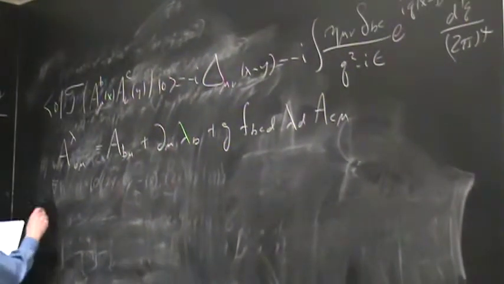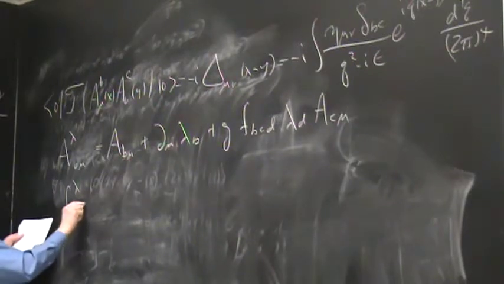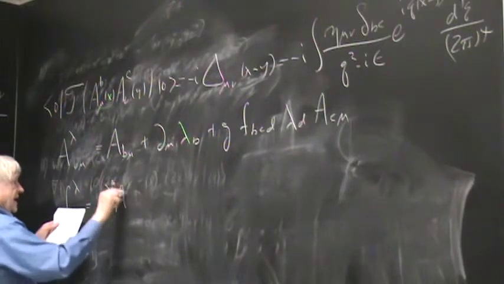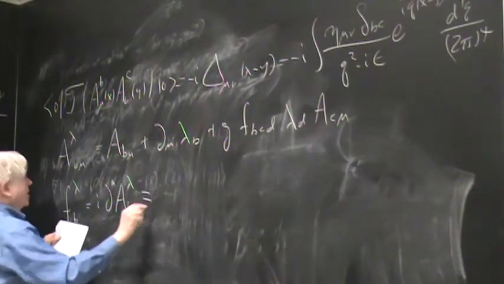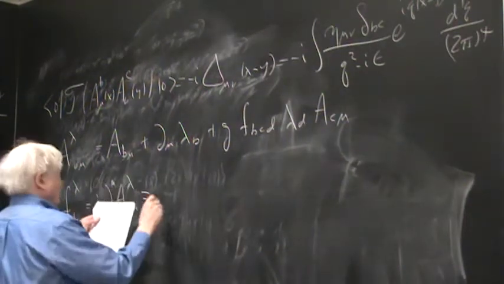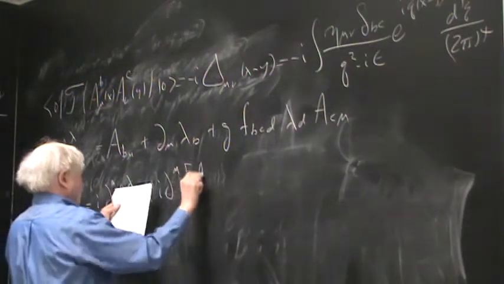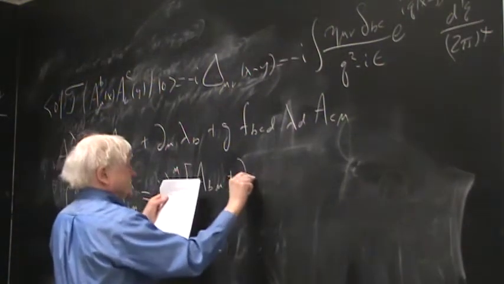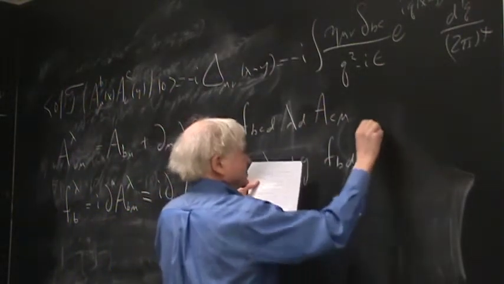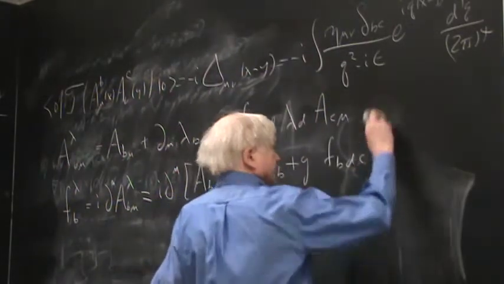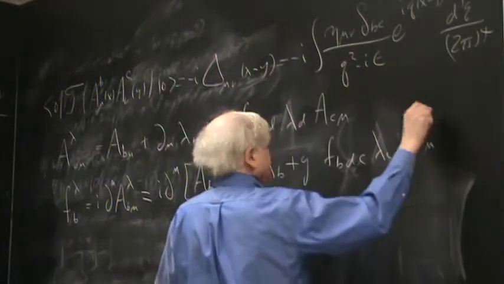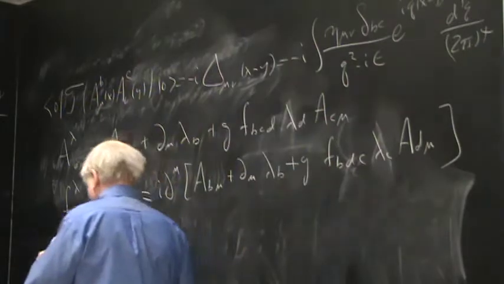Okay, so what is F lambda B? Well, it's ∂^μ A lambda B μ. And so A lambda B μ is this, so we do a ∂_μ on that, and then ∂_μ A B μ plus ∂_μ lambda B plus g f B D C lambda C A B μ. Okay. So that's what we've got.